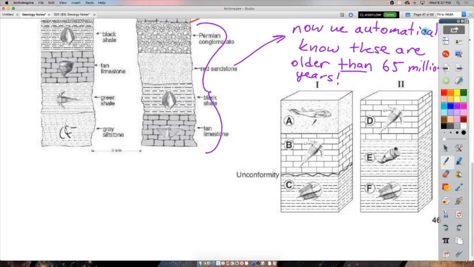So we might make the mistake of thinking this layer is not that much younger than this layer, but thanks to the fact that in other places we know there was millions of years where this thing existed, we can say, okay, there must just be a missing layer here. And we don't make the mistake of thinking these things came right after these things, right?